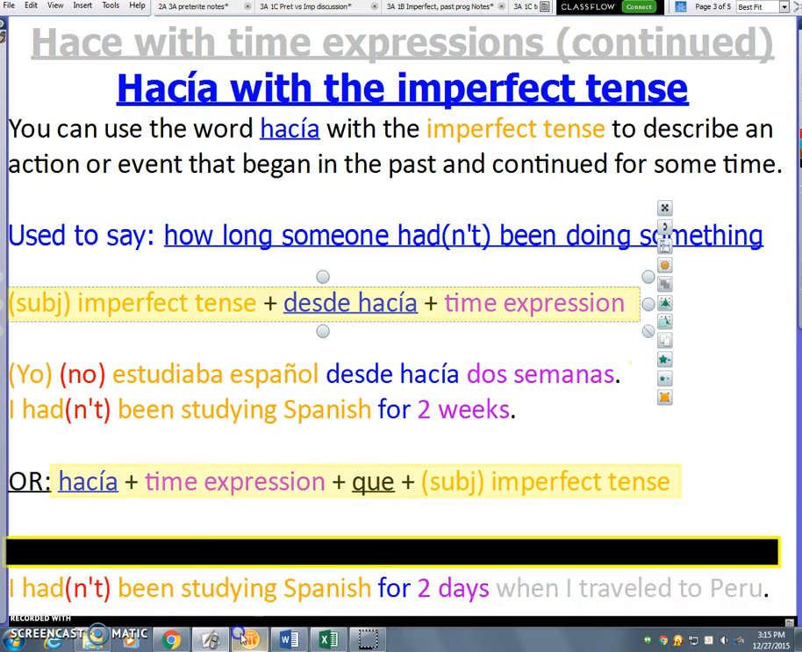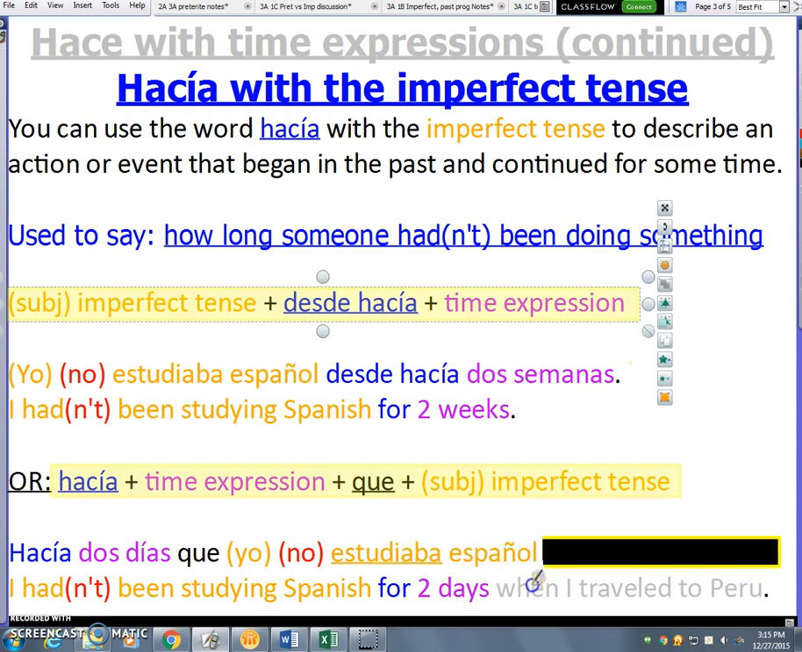And if I wanted to say I hadn't been studying Spanish for 2 days when I traveled to Peru, this is what I would do. Have to start with hacía. My time expression this time is 2 days, so 2 días. K. My subject is yo, but of course I don't need it. If I want no, that's where it would go. And then estudiaba español. And this when I traveled to Peru part is in gray because this is now combining the preterite and the imperfect together, which is a little bit advanced. Not something we have to do, but we certainly can. So when I traveled to Peru, cuando I traveled, to travel is viajar. The preterite would be, if you said viaje, you're correct. And Peru in Spanish has an accent on the U.